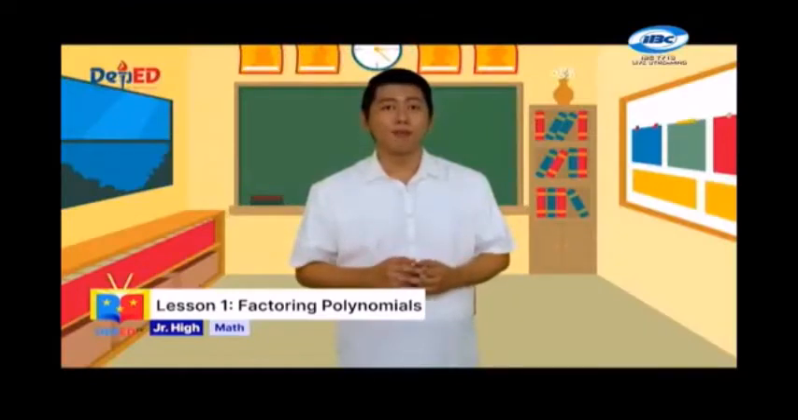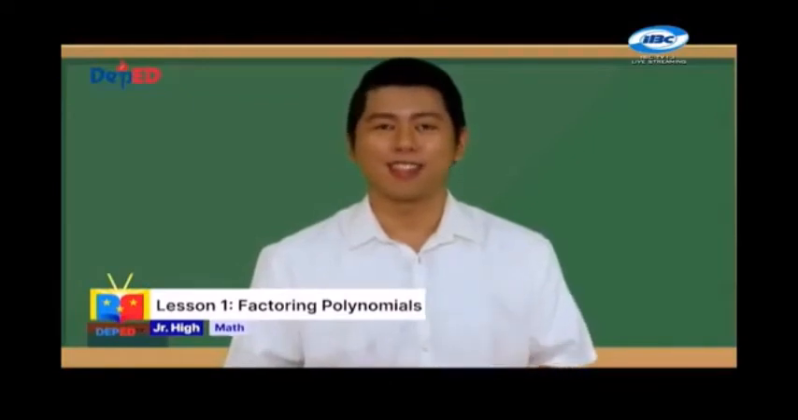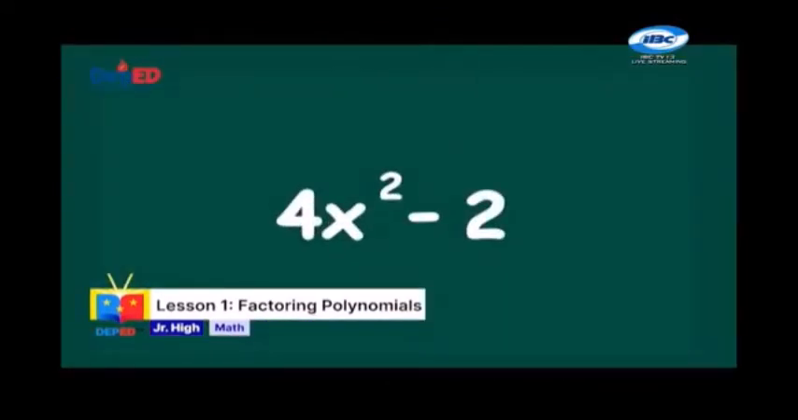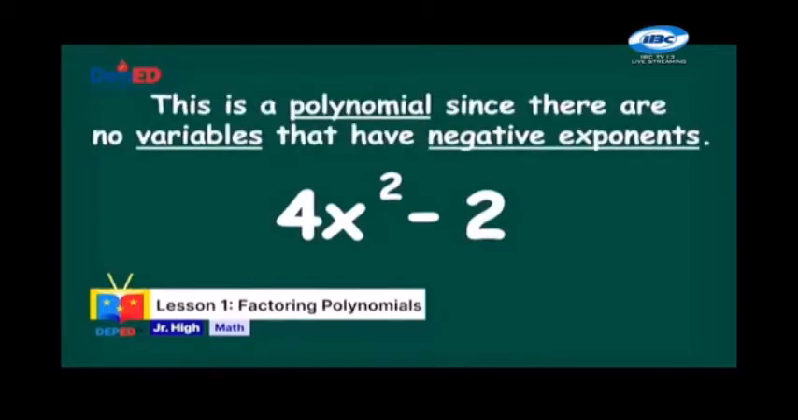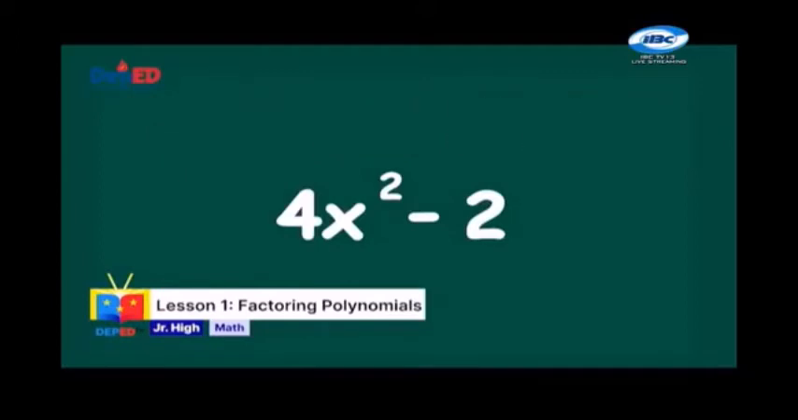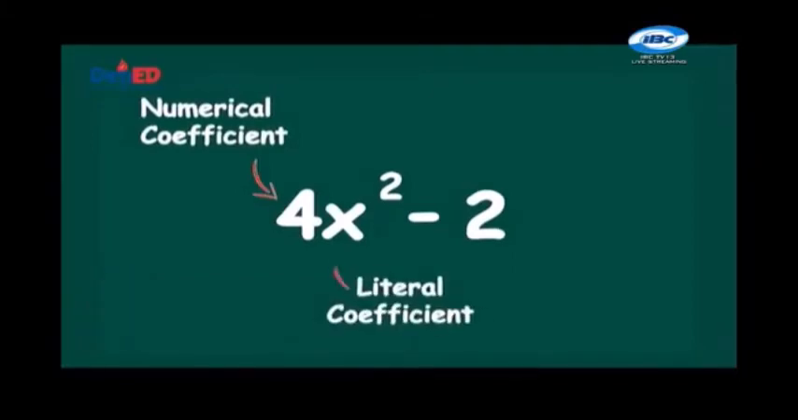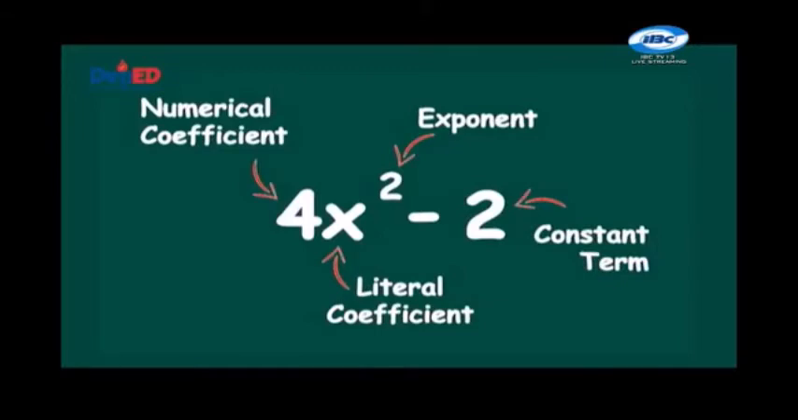In an algebraic term, numbers form the numerical coefficient while symbols form the literal coefficient. In this example, the expression is 4x squared minus 2. This is a polynomial since the variables have non-negative whole number exponents. This polynomial has two terms, 4x squared and 2. The first term has a numerical coefficient 4 and a literal coefficient x squared. An exponent refers to the number of times a number is multiplied by itself. The last term is a constant term since there are no variables multiplied to the number.